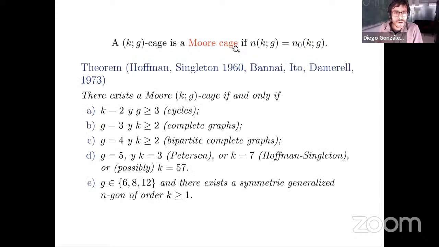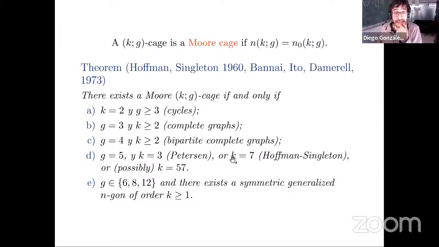And we know that there are not too many Moore cages. We know that there exists a Moore cage if and only if one of the following statements holds. For example, if k is equal to 2 and the girth is at least 3, we have the cycles, which are Moore cages. When the girth is 3 and the degree is at least 2, we have complete graphs. When the girth is 4 and k is at least 2, we have complete bipartite graphs. And when the girth is 5 and the degree is 3, we have the Petersen graph we showed before.